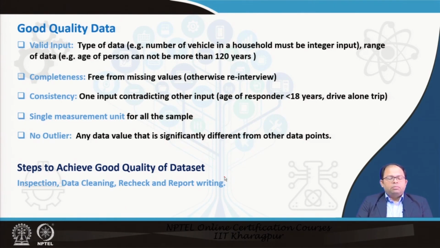The different steps we need to do to achieve a good quality data set are, first of all, we need to inspect the data, then we need to clean the data, then recheck the data after cleaning to see if everything is fine, and finally we have to record all the steps that we have undertaken to clean the data, so that we have a report on that. So in case there are problems or errors later on, we can trace back where the error originated.